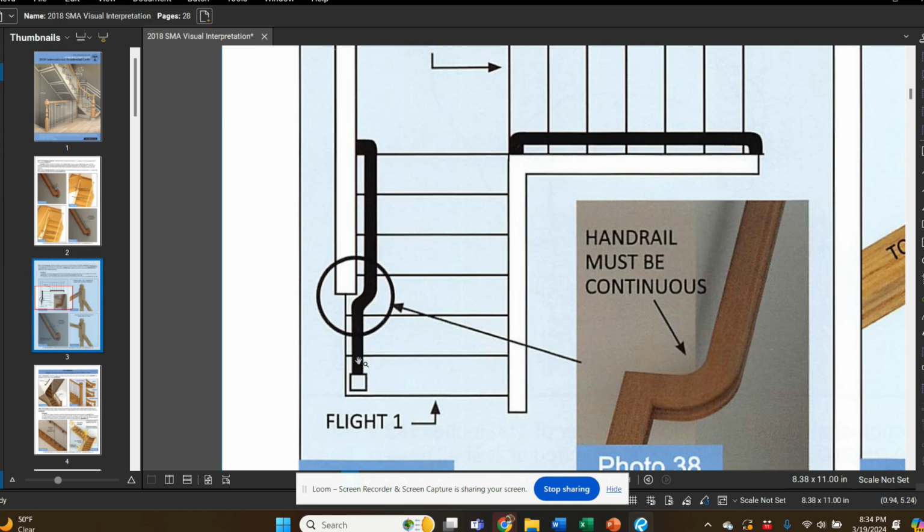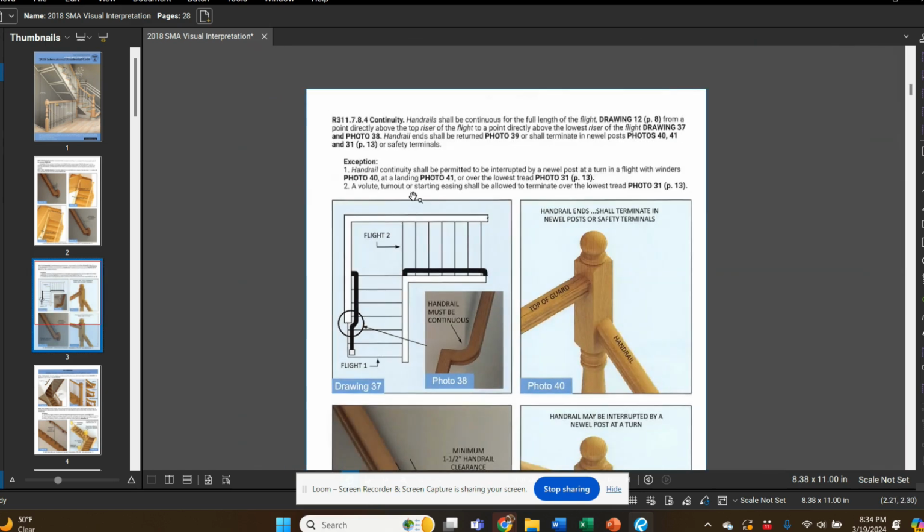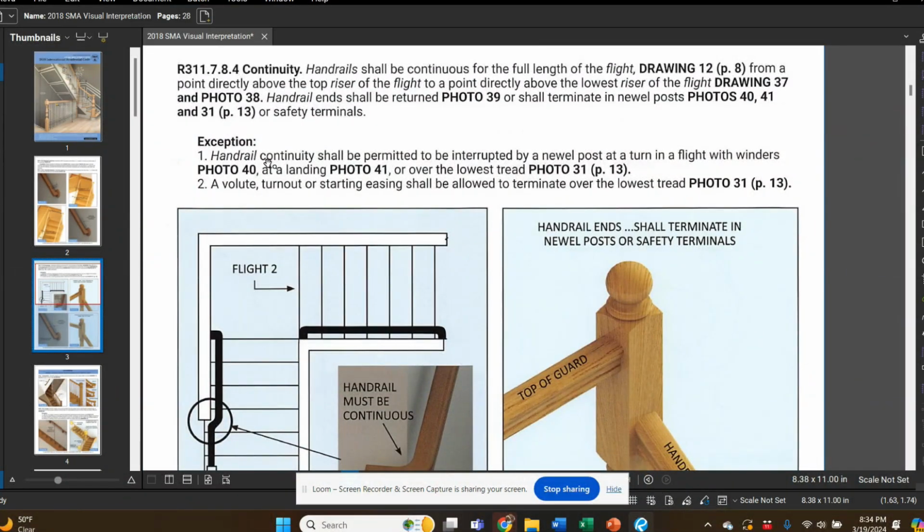Okay. Now there are a few exceptions to that, and they're noted here. It says handrail continuity shall be permitted to be interrupted by a newel post at the turn in a flight with winders at a landing or over the lowest tread.